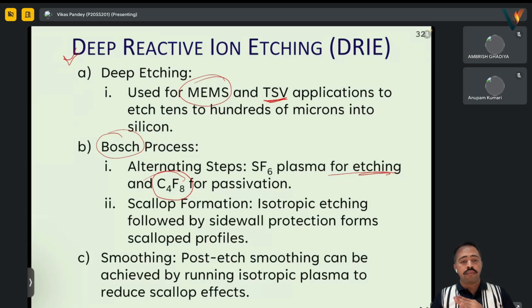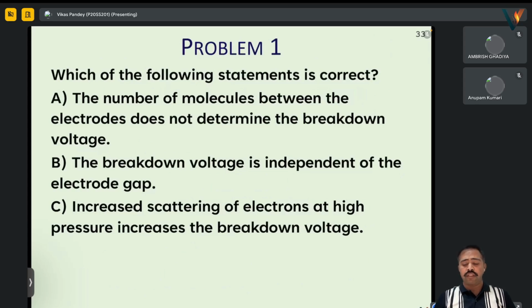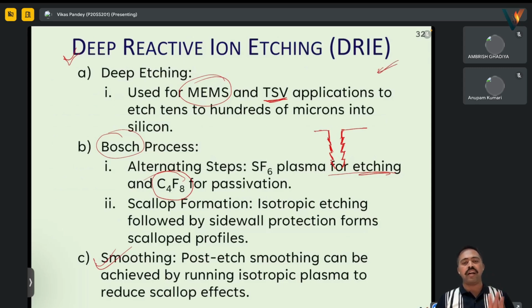After the whole process is done, smoothing is done by running an isotropic plasma. There will be a structure forming like this. It will not be very straight, right? It will have scalloping forming. So after that, it has to be smoothed out. Once the whole process is done, it will be a bit zigzag, since it is not done in one step, it is done alternately, etching, passivation, etching, passivation. So it is simply RIE combined with the Bosch process. Okay, and these are the most common ones, that are RIE and deep RIE.